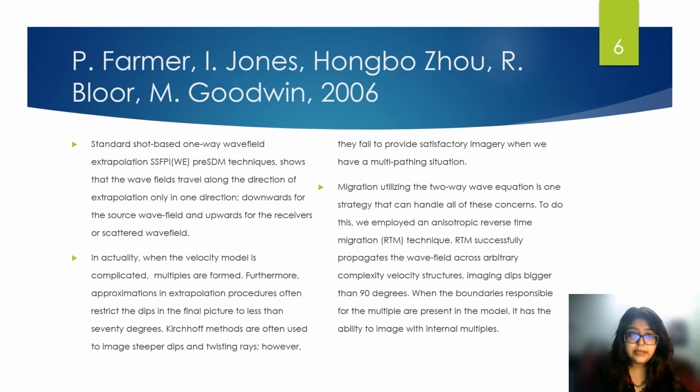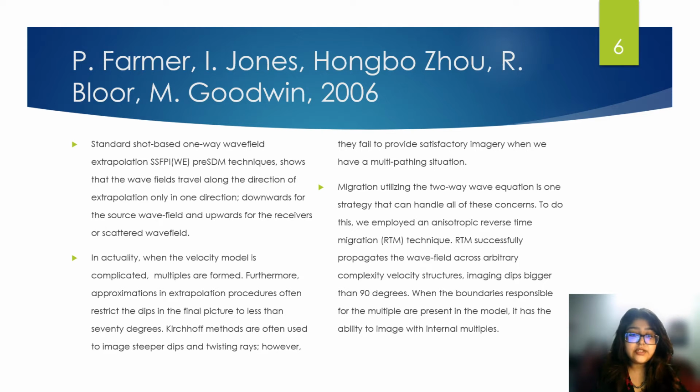Now let's review a paper done by Farmer, Jones, Zhao, Bloor, and Goodwin in 2006. So standard shot-based one-way wave field extrapolation techniques show that the wave fields travel along the direction of extrapolation only in one direction, which is downwards for the source wave field and upwards for the receiver or scattered wave field. In actuality, when the velocity model is complicated, multiples are formed. Furthermore, approximations in extrapolation procedures often restrict the dips in the final picture to less than 70 degrees.